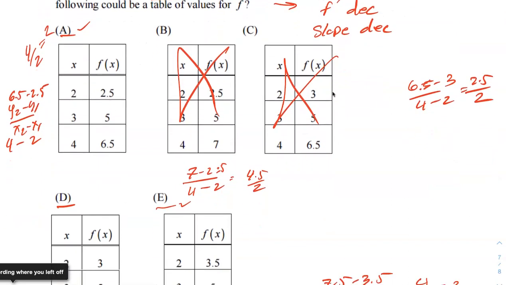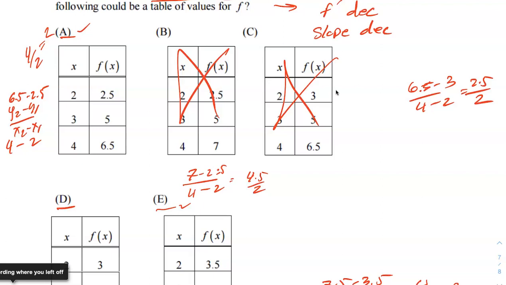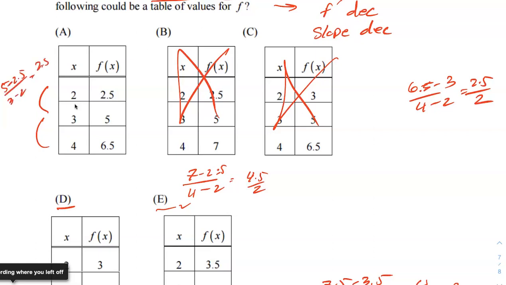So we have to find more slopes. Let's erase some of this. Again, I told you I don't like this one. Let's find the slope of these two and the slope of these two, and see if it's decreasing. The slope of these two, it's easy to do though. 5 minus 2.5 over 3 minus 2. So I get 2.5.